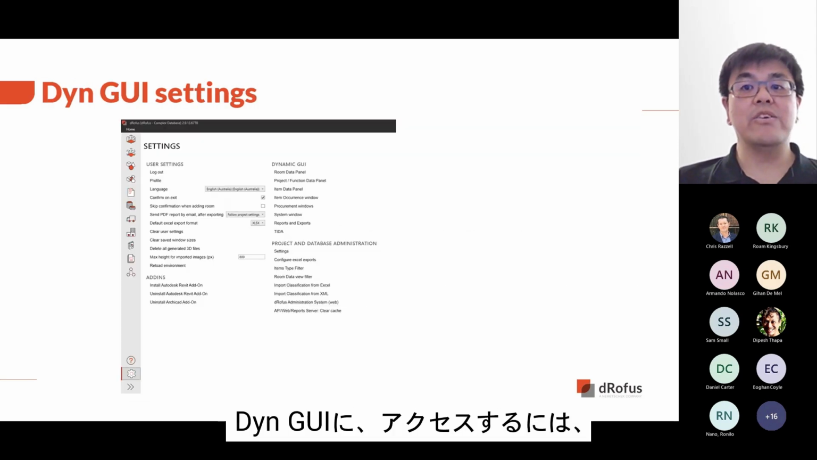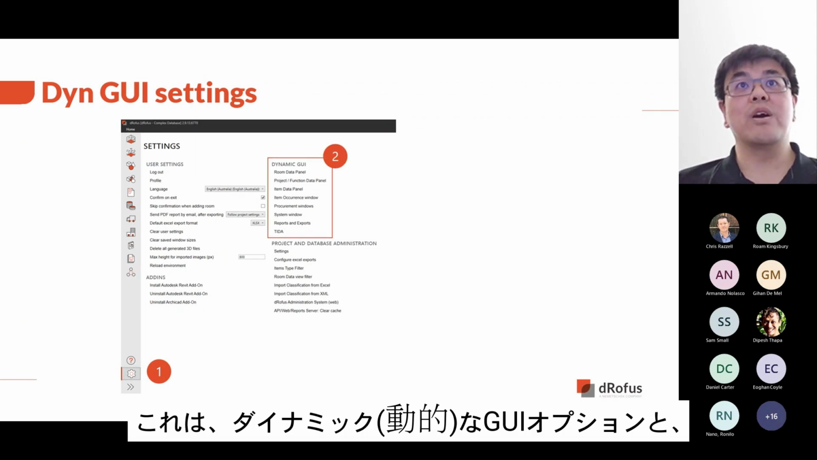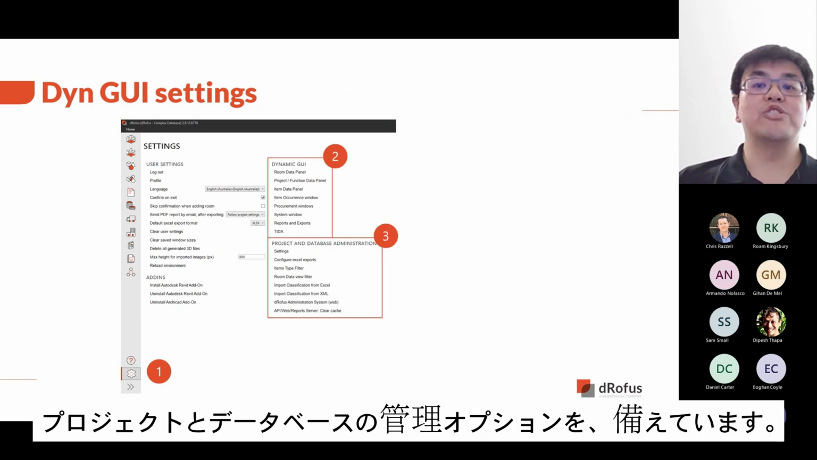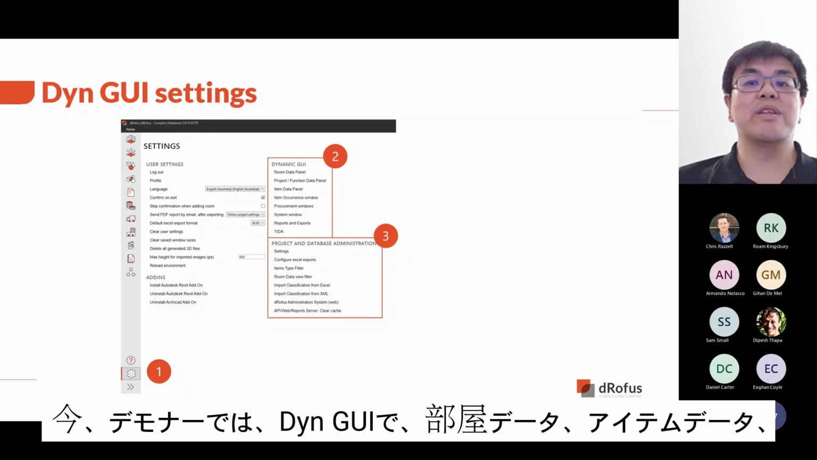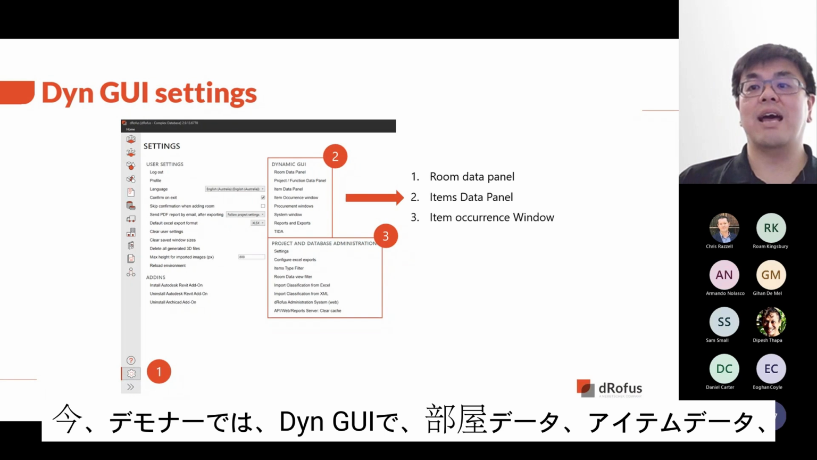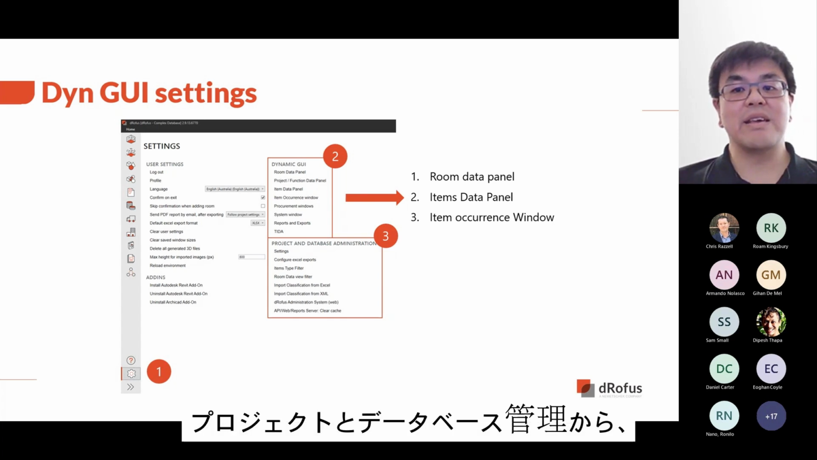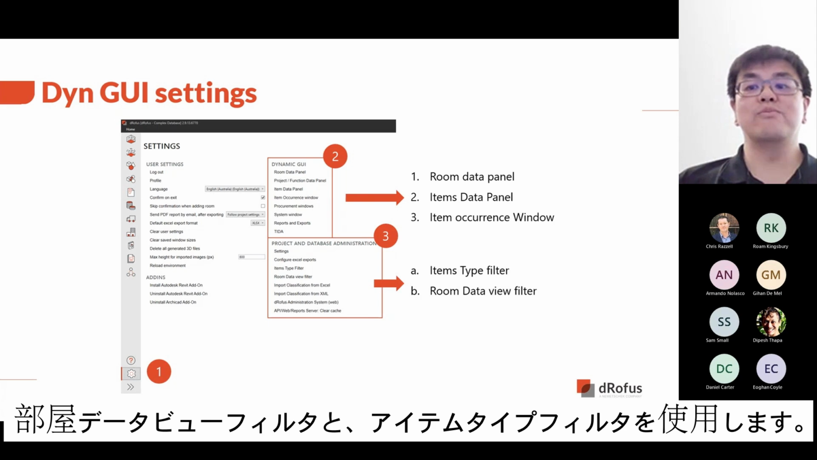To access the DynGUI, you will need database administrator permission. This provides you with the dynamic GUI options and also the project and database administration options. For this demo with the DynGUI, we will be using the room data, items data, and occurrence window panel. From the project and database administration, we will be using the room data view filter and items type filter.